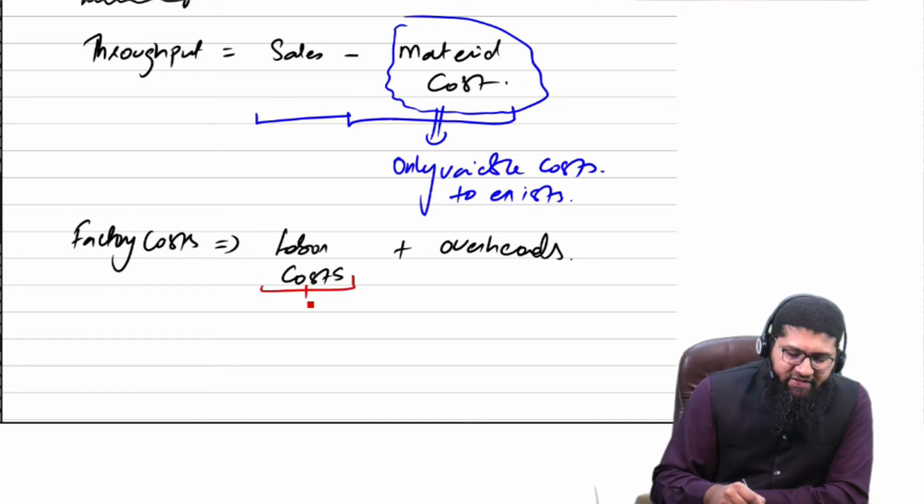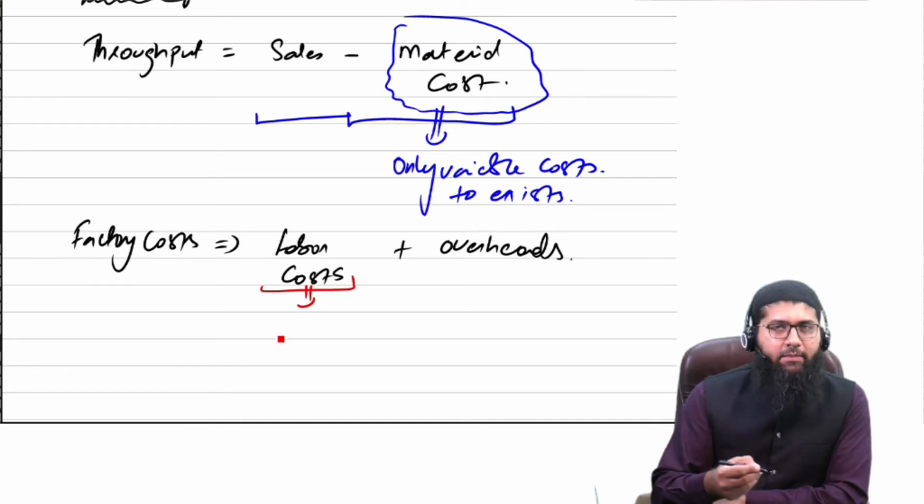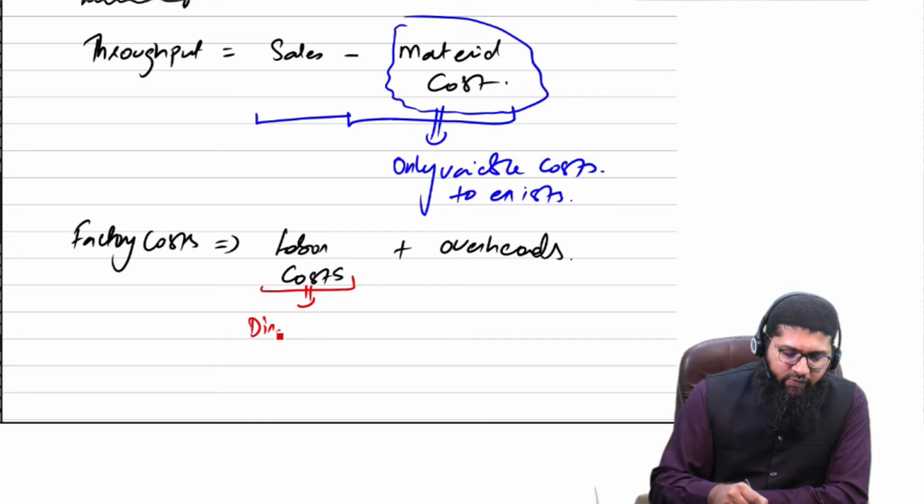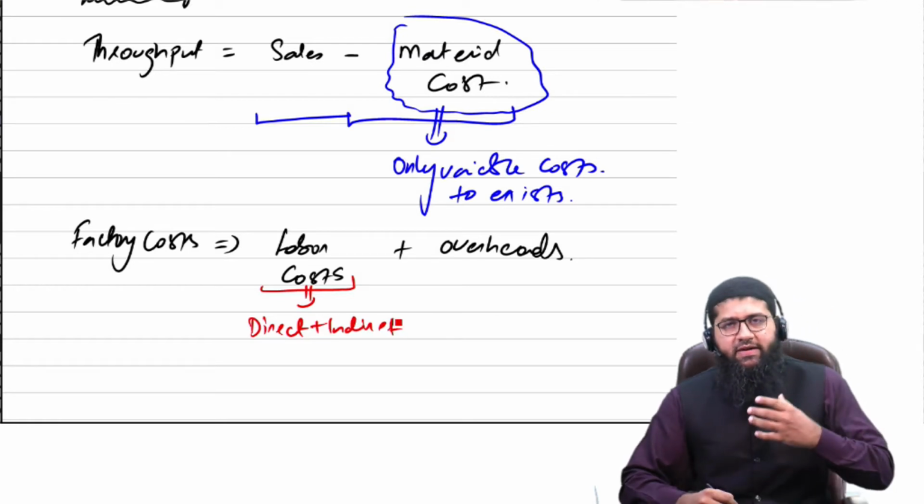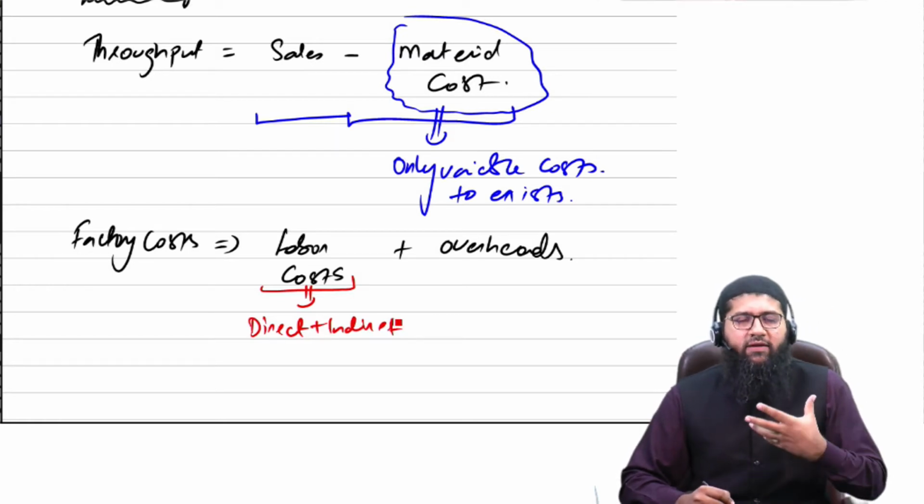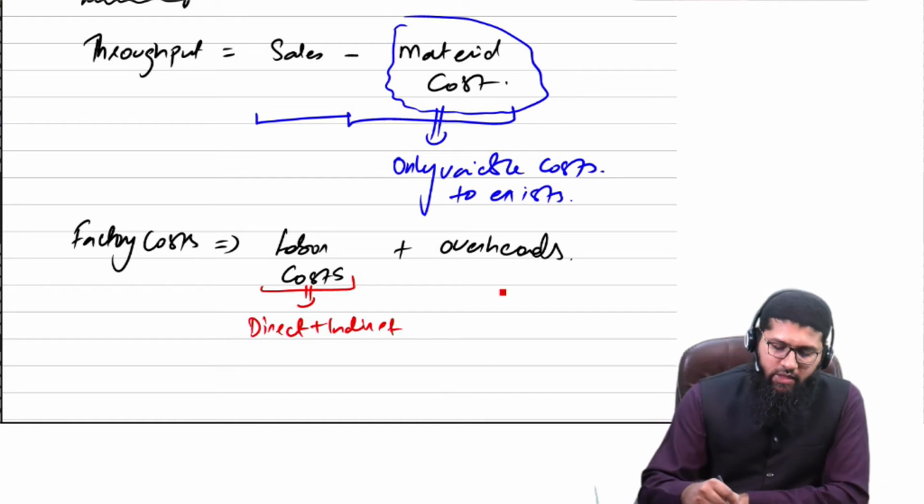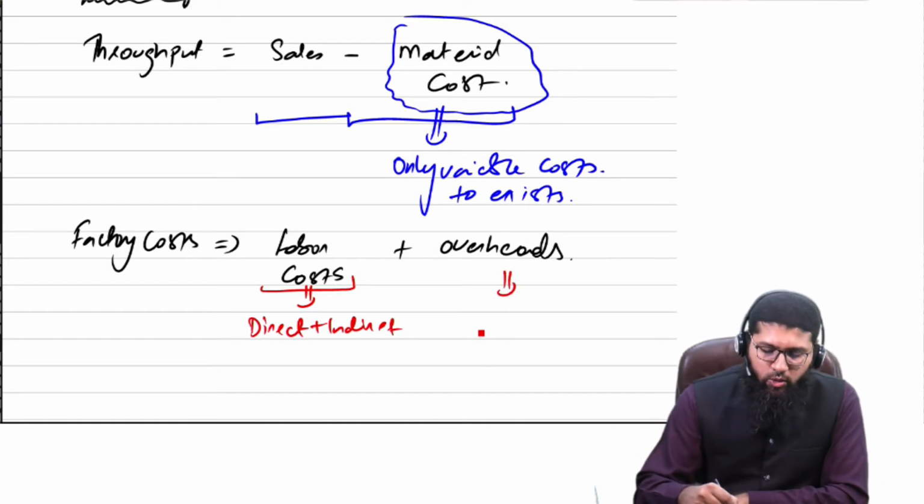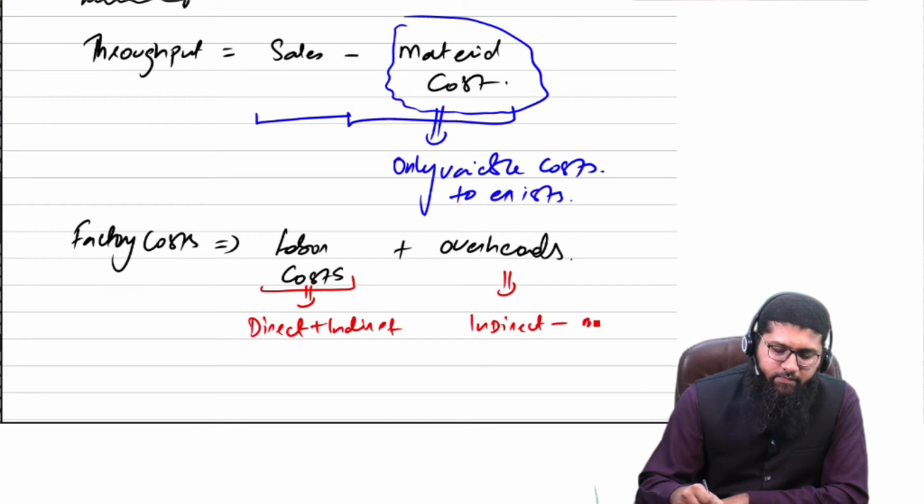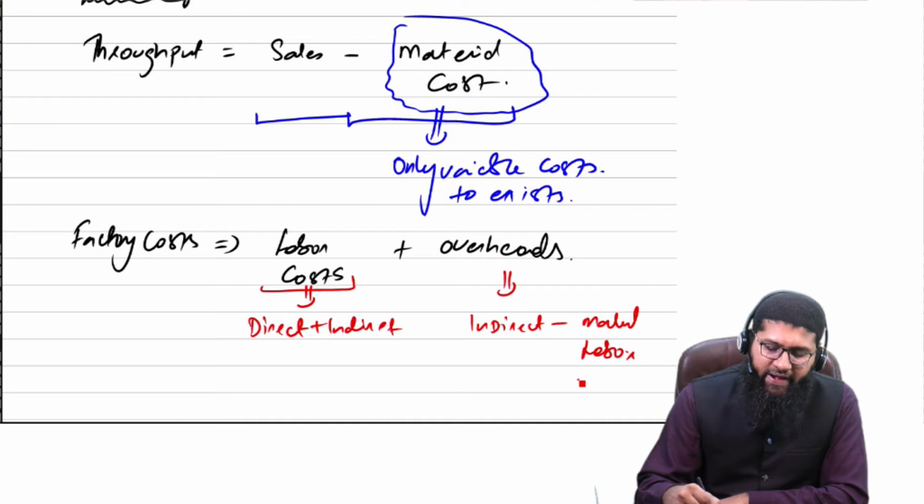Now, is it the direct labor or is it the indirect labor? Whatever labor comes your way, whether direct labor or indirect labor, that is all going to be considered as the labor cost and included in the factory cost. Plus overhead, you already know, it could be the indirect material, the indirect labor or the indirect expenses.